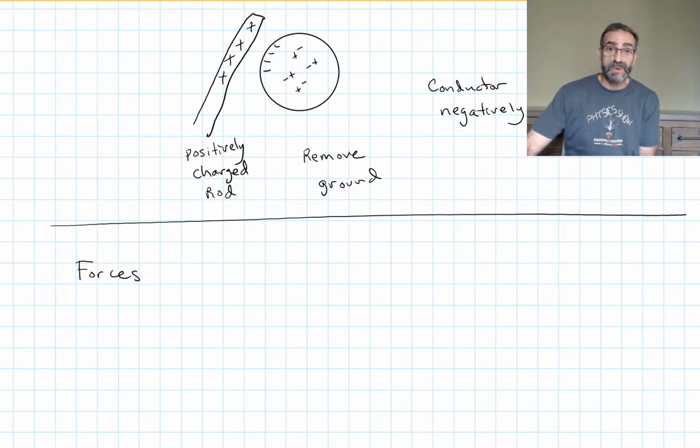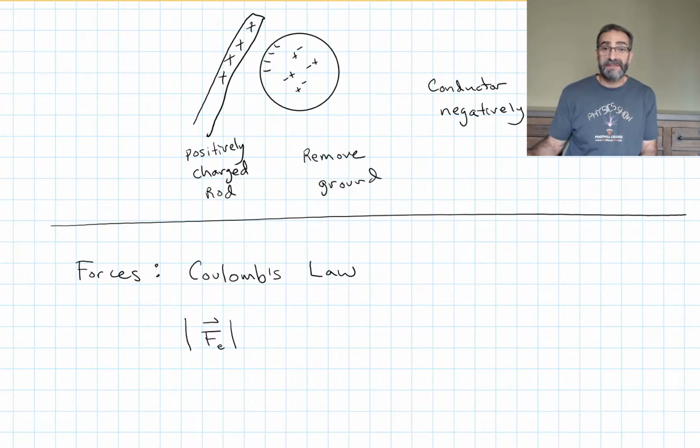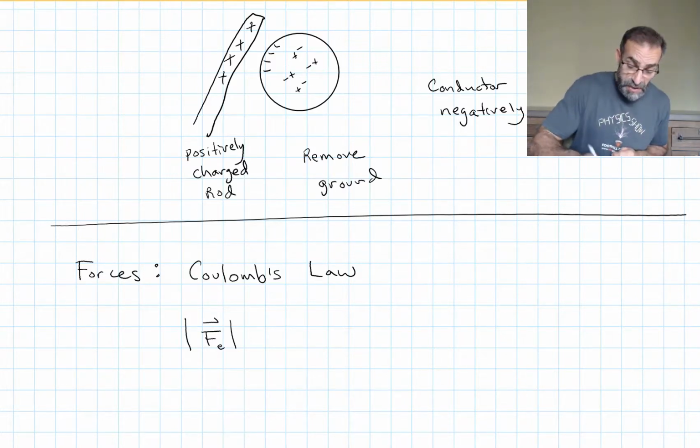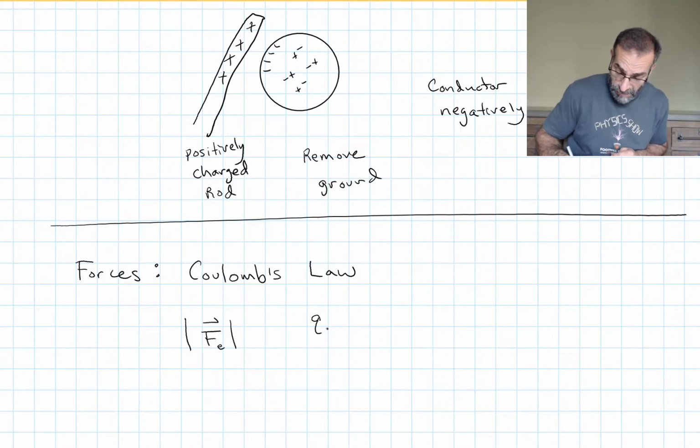Let's look at Coulomb's law. Coulomb's law tells us how to find the force between two charged objects. Let's think about what we would expect the force to depend on between two charged objects. Well, it would depend on the charge, right? The charge on one of the objects and the charge on the other object. The charge, we use Q for charge.